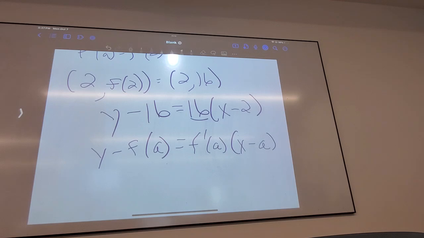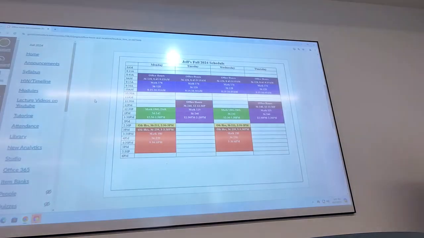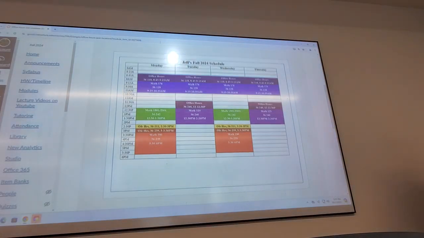So here's what a tangent line is all about. So let me do this. I'm going to do something that should make sense.